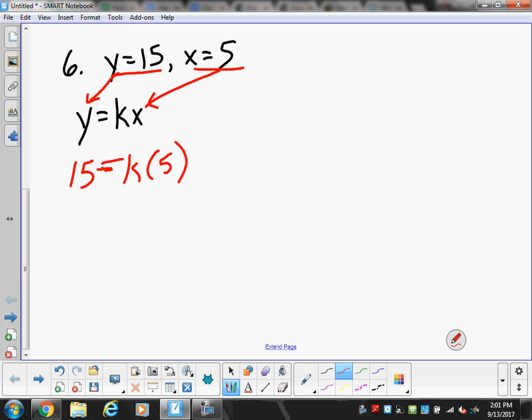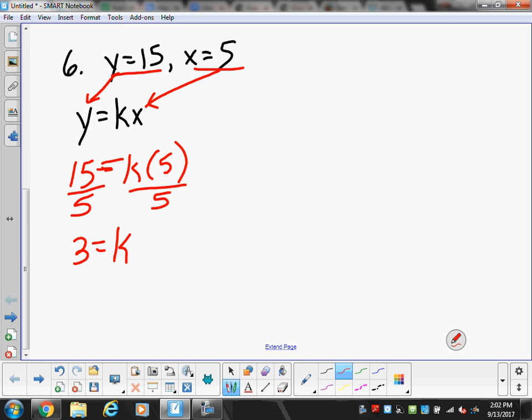Solve for k, what do we get? 3. So I divide both sides by 5. So 3 equals k. I think number 8 has decimals, but if you use your calculator, it divides out and it's like a 1 decimal answer. So it's the same process.